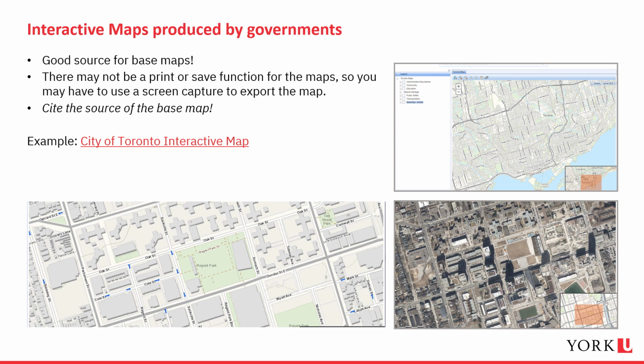Many governments produce interactive maps of their jurisdictions that can be a great source for base maps. For example, if you want a study area map of a subset of the city of Toronto, the municipal government has an interactive map. This mapping tool allows us to choose the type of base layer, such as the basic property data map on the bottom left corner, indicating the outline of buildings, or to choose depictions of the landscape using aerial photos, as on the bottom right.